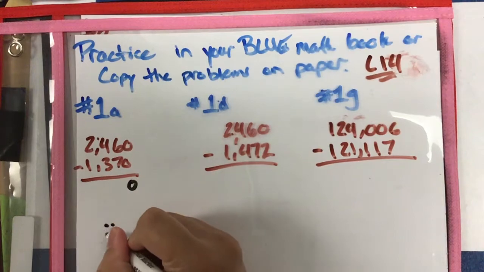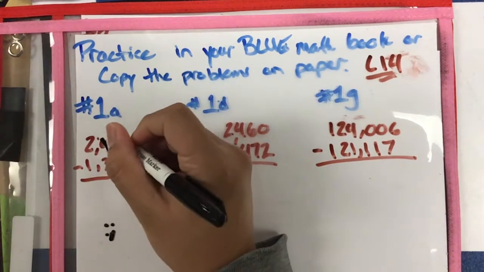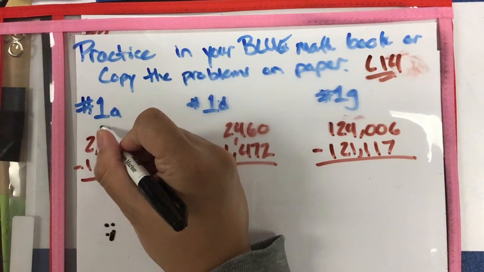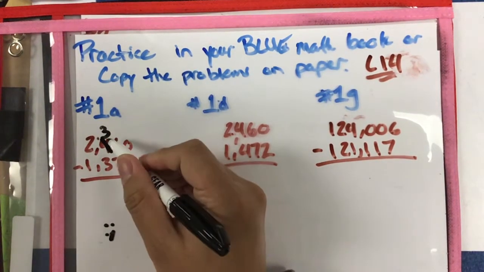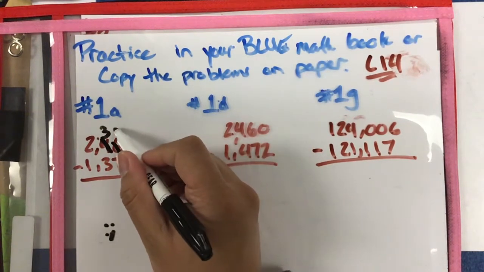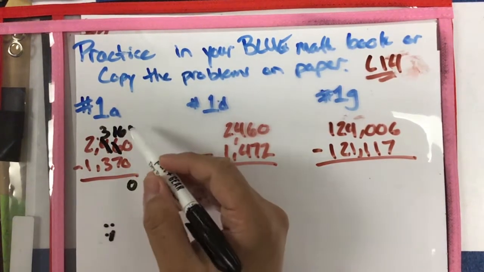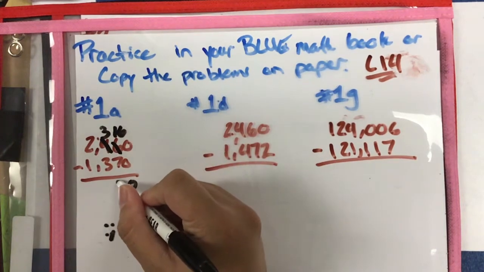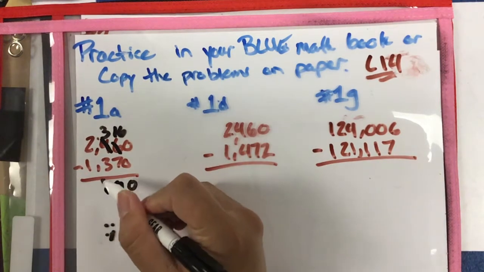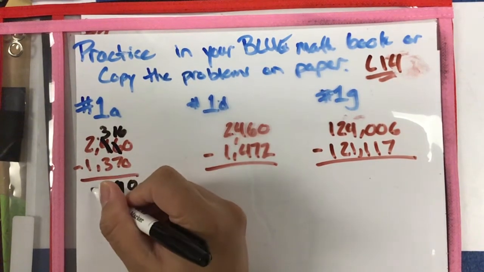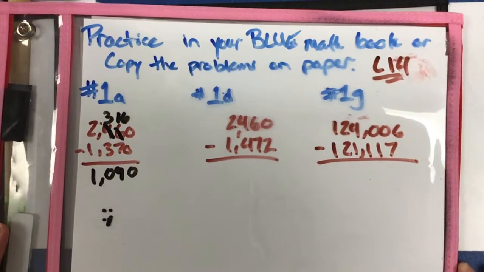So if that's 4 hundreds, I'm going to decompose one of those to make 10 tens. So that means one of these becomes a 3 because we're taking 100. Okay, and we're going to add 10 to our unit. So we're going to have 10 plus 6 equals 16. So now we're going to have 16 minus 7, that equals 9. Then we have 3 minus 3, that equals 0. There's our commas. And then 2 minus 1 equals 1.